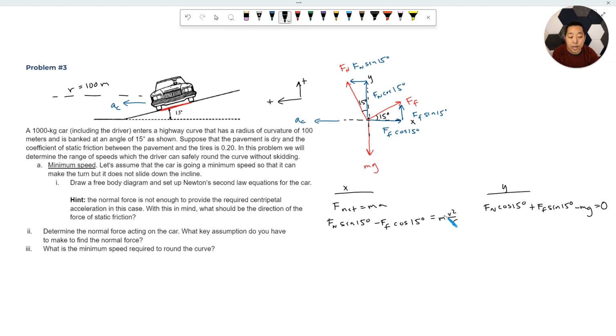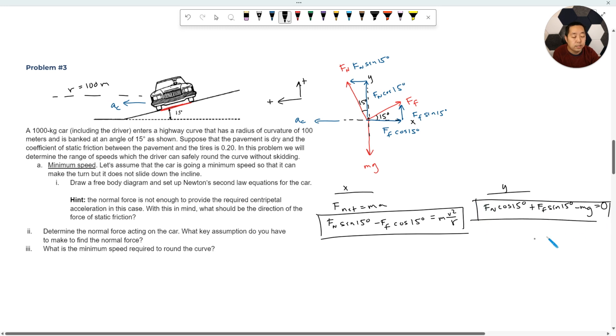We know m. We're trying to figure out v. All right, so determine the normal force acting on the car. What key assumption do you have to make to find the normal force? Right now we just found the equations here. Now we want to solve for the normal force, and we're going to assume something here. If you look at this, there are three unknowns. Fn is unknown, the frictional force is unknown, and the v is unknown. So three unknowns, only two equations. This is not solvable yet at this point.